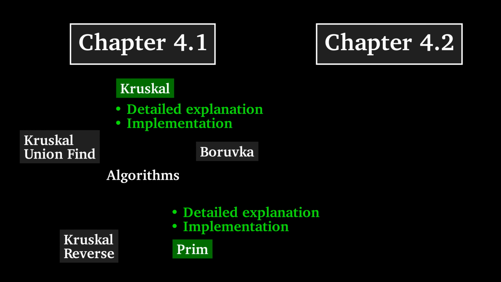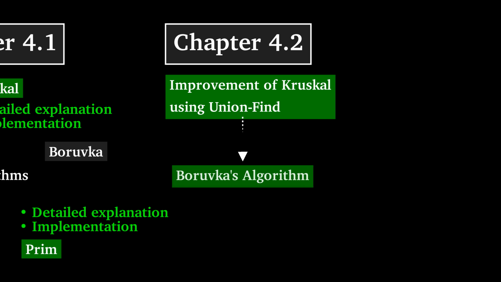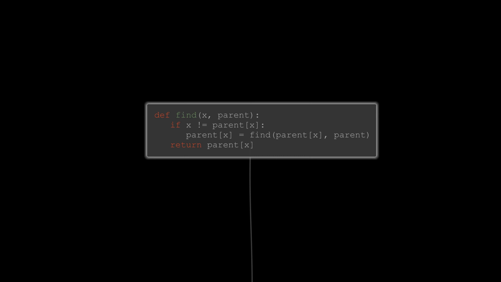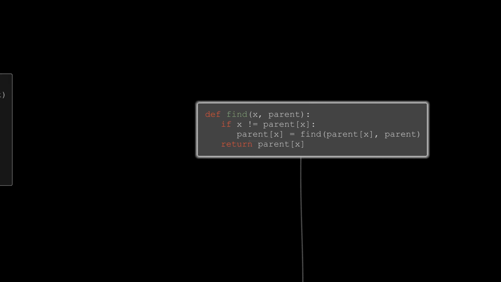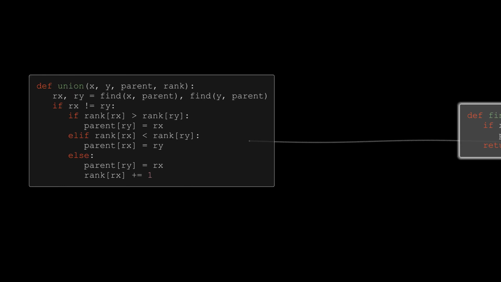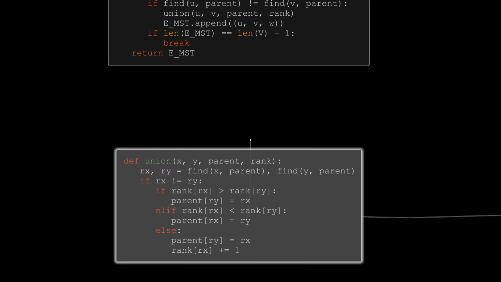In the second video we will look then at an improvement of Kruskal's algorithm using the so-called union find data structure. This data structure is also used then in Borůvka's algorithm. Although the union find data structure is based on a very simple idea, explaining it properly, especially its implementation, takes some time. For this reason, Chapter 4 has been split into two parts, Chapter 4.1 and Chapter 4.2.